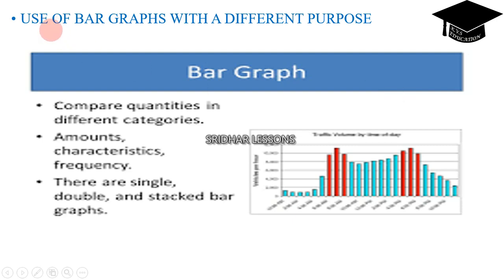Before going to the next exercise, we are going to discuss the concepts. The first one is the use of bar graphs with a different purpose. We will see the purpose of a bar graph. A bar graph is used to compare quantities in different categories, like counting the amounts or comparing the amounts, characteristics of a particular thing, and frequency, how many times a number has occurred. That is called frequency.